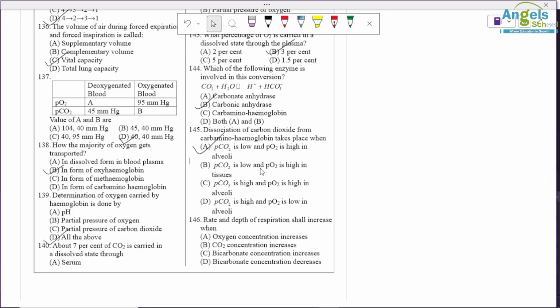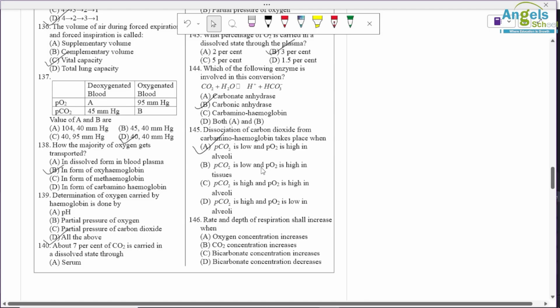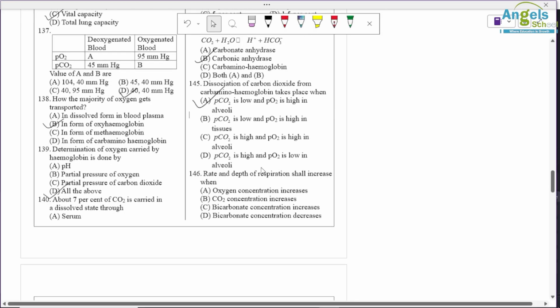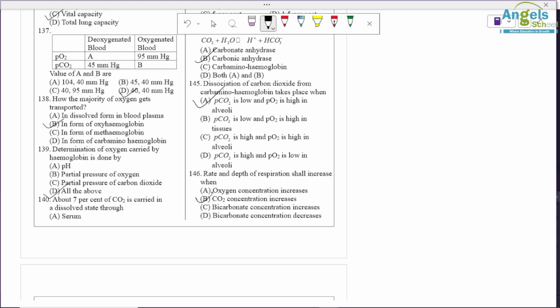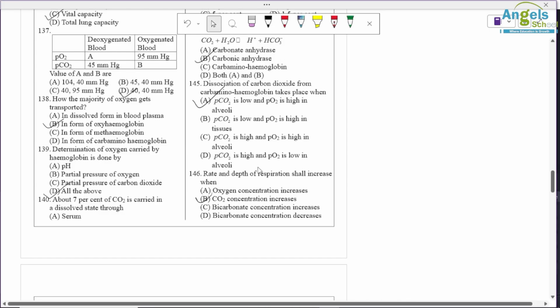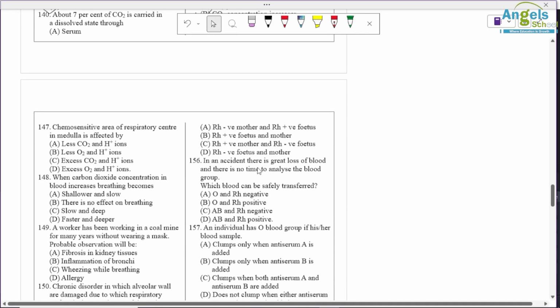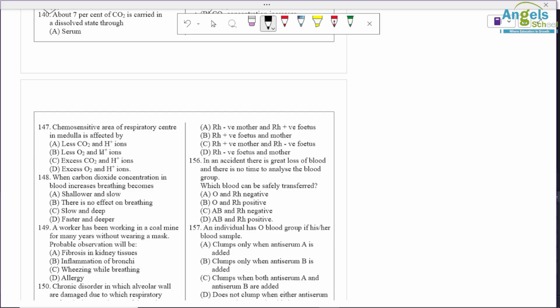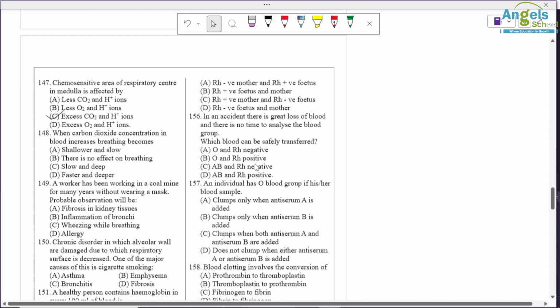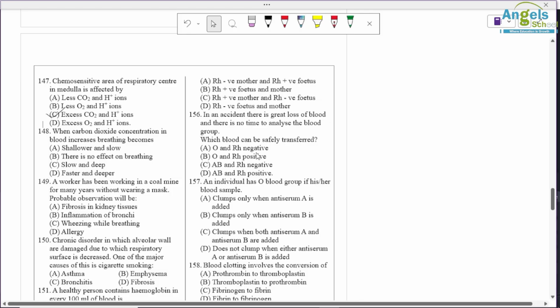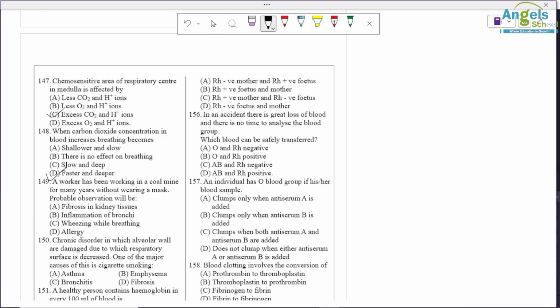The rate and depth of respiration shall increase when? So when CO2 concentration increases, the rate of respiration also increases. Question number 147. Chemosensitive area of respiratory center in medulla is affected by? So it is affected by excess of CO2 and H plus ion. When carbon dioxide concentration in blood increases, breathing becomes? So when carbon dioxide concentration is increased in blood, breathing becomes faster and deeper.